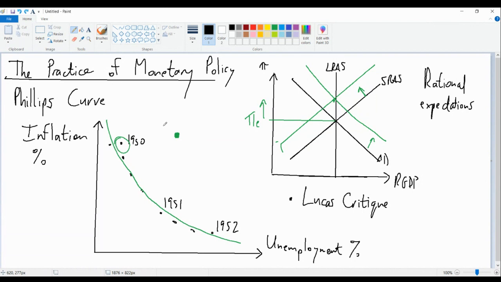So, I guess a few words about Robert Lucas. For this work, he won the Nobel Memorial Prize in Economics in 1995. So that's a statement of how important this theory of rational expectations and the Lucas critique are viewed by the profession.